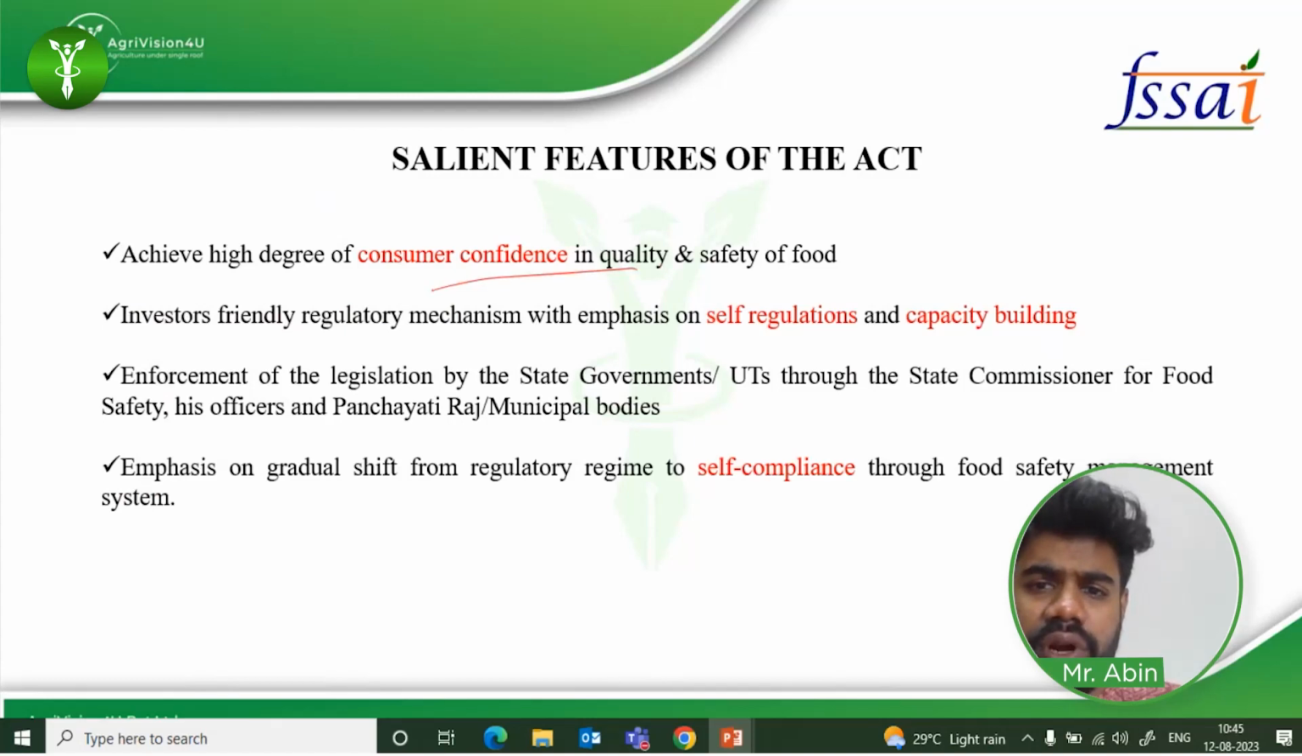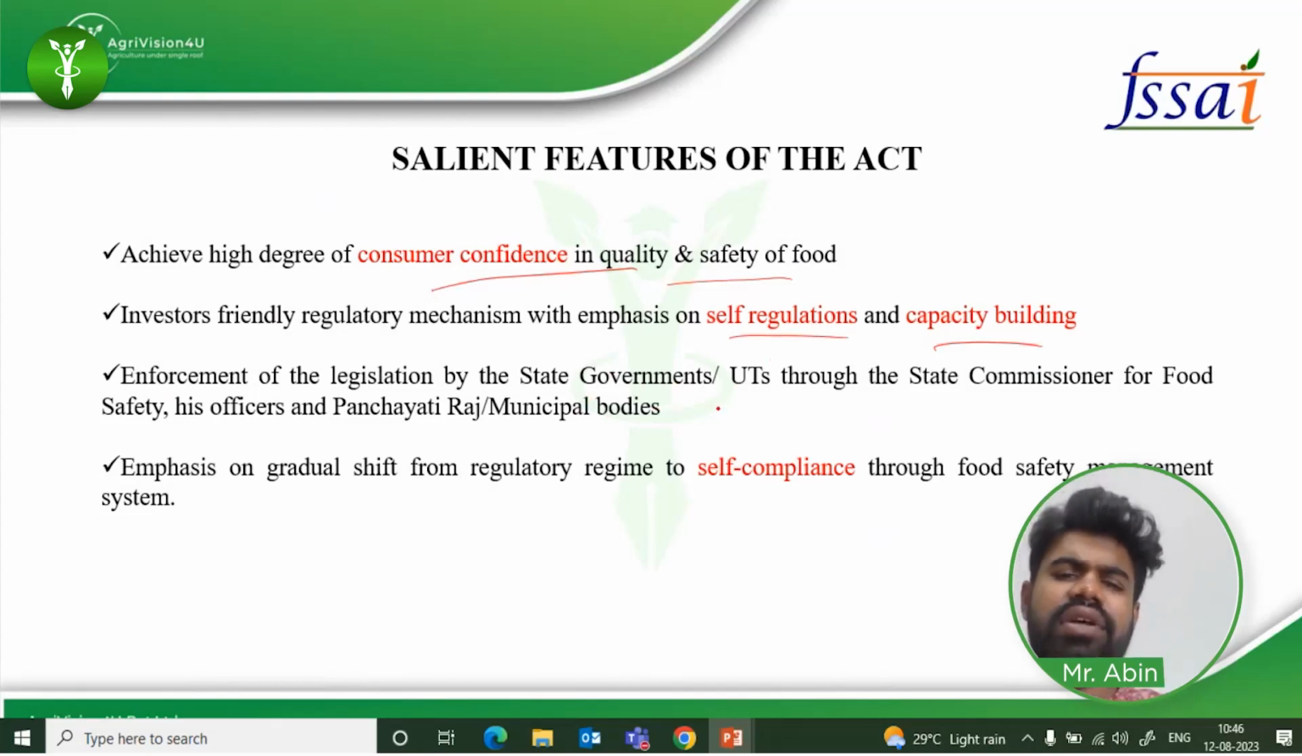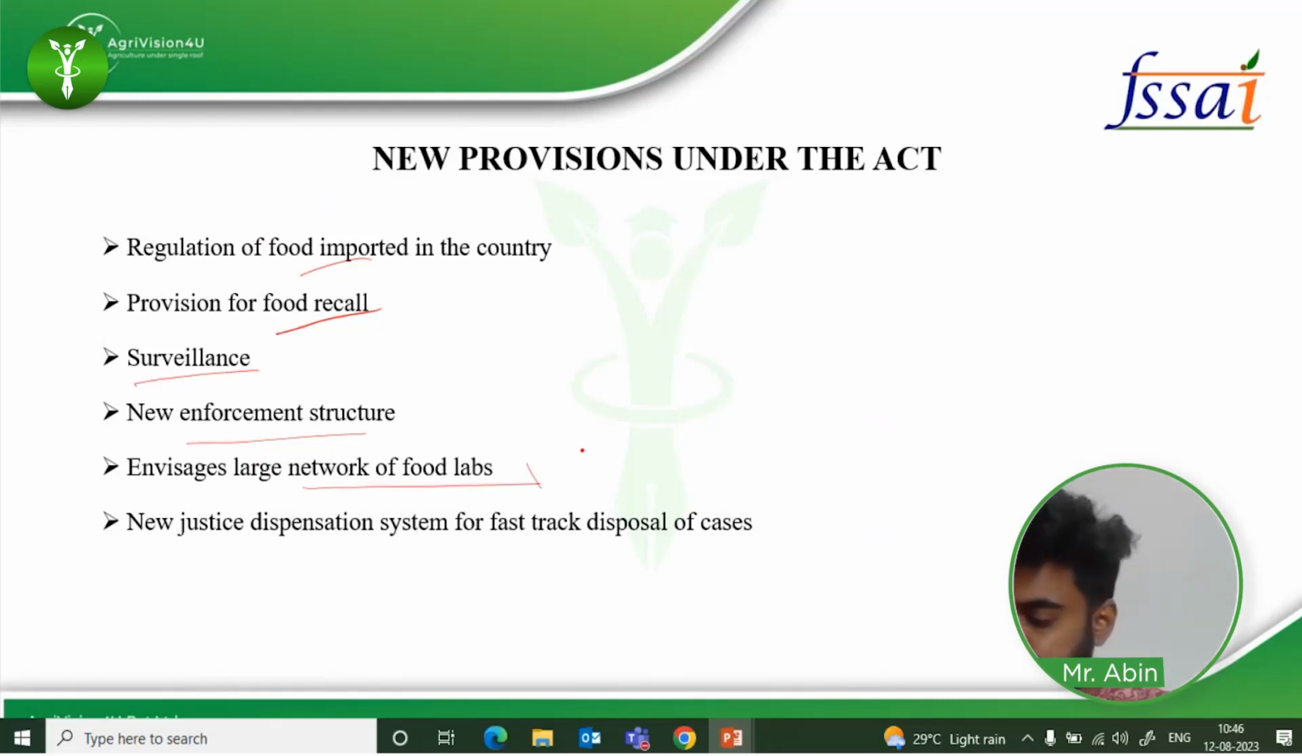Then consumer confidence in quality and safety, then an investor-friendly regulatory mechanism based on self-regulation and capacity building, and enforcement of the legislation. This we'll also see in detail. Enforcement happens at three levels: central level, state level, and district level or state or UT. Then emphasis on a gradual shift from a regulatory regime to self-compliance through food safety management systems, and new provisions under this Act: food import, food recall, surveillance, new enforcement structure, and a large network of food labs. This is called InfoNet, the network of labs in India.